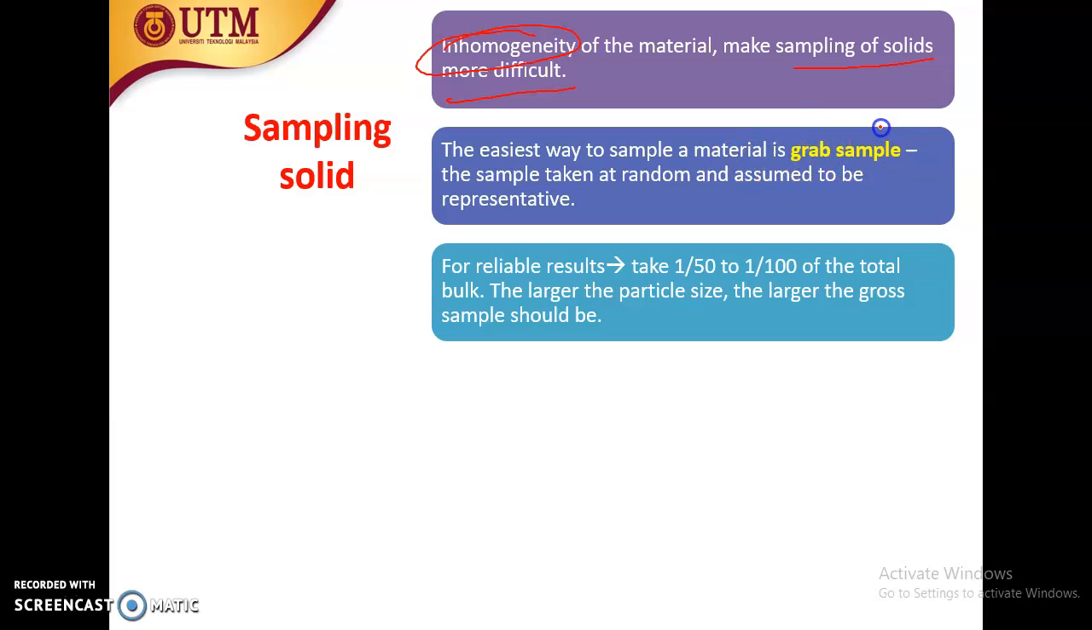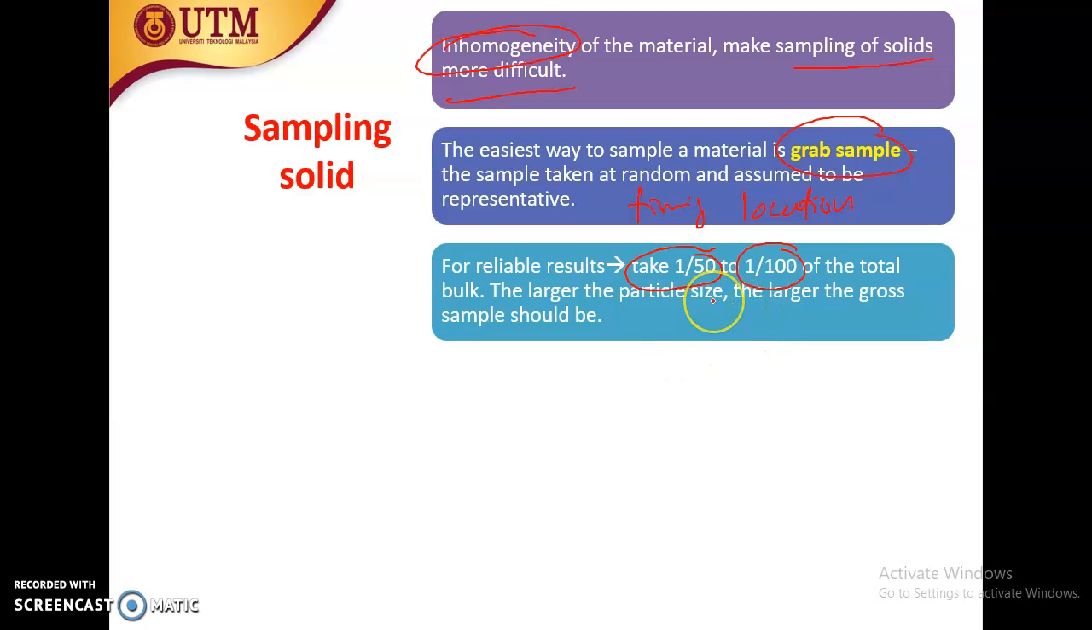Okay, the easiest way is to grab. This is like literally grabbing the powder, at different timing if it's on a conveyor belt, or different location. Location is the best if it's stationary. For reliable result, you can take 1/50 or 1/100. Sometimes it says 1/10. The higher the portion, the better, because you take more representation of the whole area or bulk.